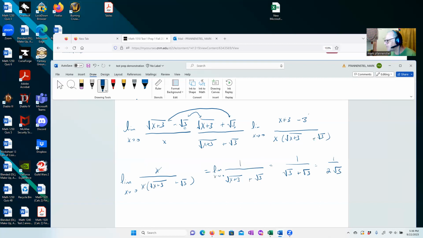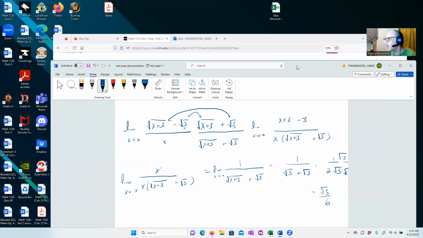If you want to clean this up a little bit, that's fine. You don't have to. In calculus, we don't really worry about that too much. But our answer would be the square root of 3 over 2 times the square root of 3 times the square root of 3, which is 3. 2 times 3 is going to give me 6. So that would be my answer for number 2.